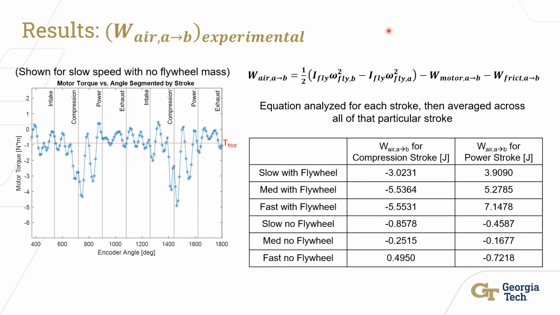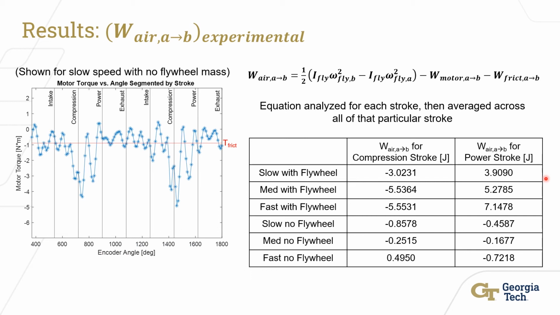The process for finding experimental work of air was a bit more involved. Several tests were run with varying speeds and different flywheel inertias. The experimental work of air was found for each test, as stated previously, by solving the simplified work-energy equation for work of air. However, in an effort to obtain more accurate results, the equation was solved for each stroke, then averaged across multiple strokes for each engine stroke, i.e. intake, compression, power, and exhaust. The important ones to consider are compression and power, for which the calculated values are listed in the table.